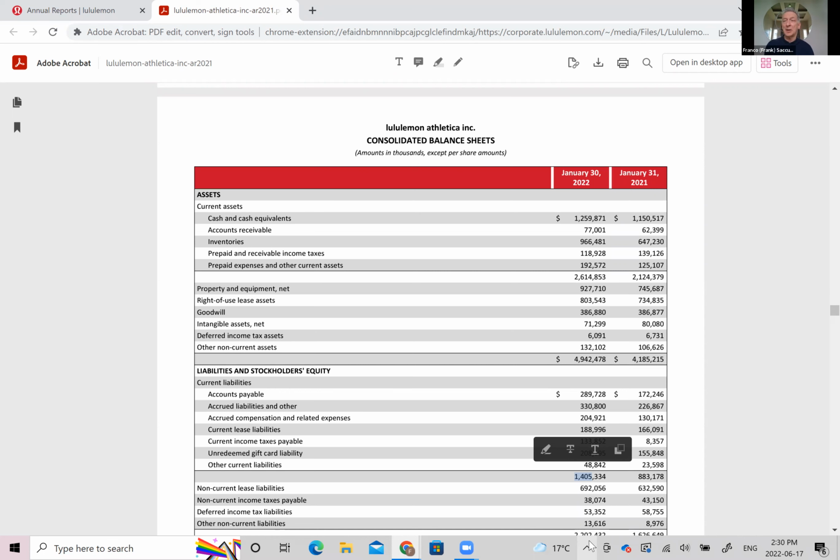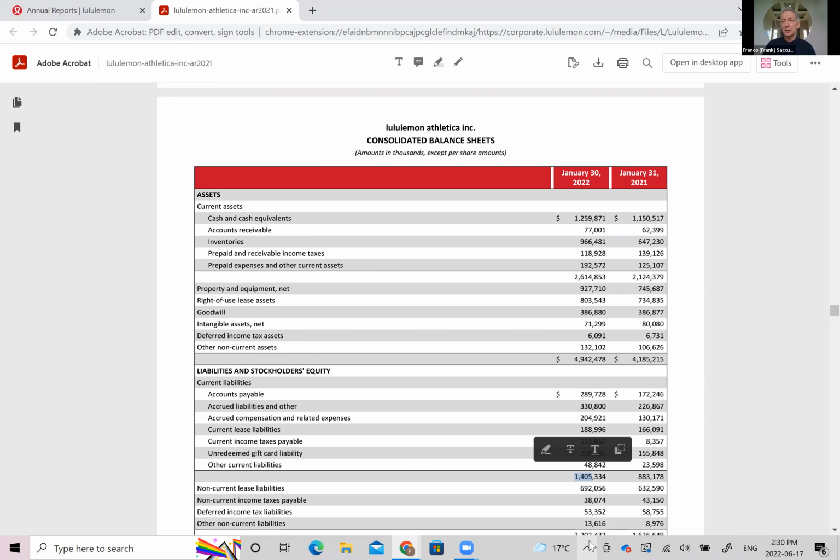Well, what the heck does that 1.85 even mean that we just calculated? It means we have $1.85 in current assets for every $1 in current liabilities. So how do you quantify that? Well, we introduced the working capital.